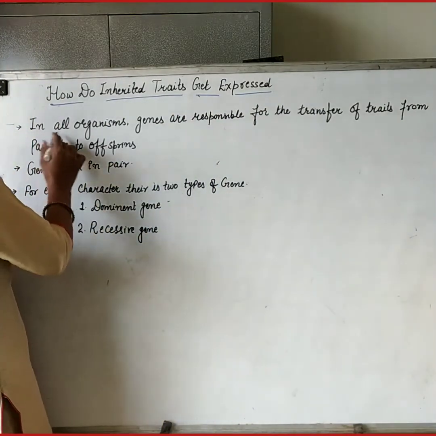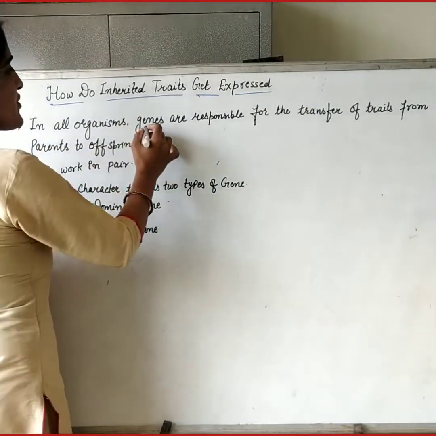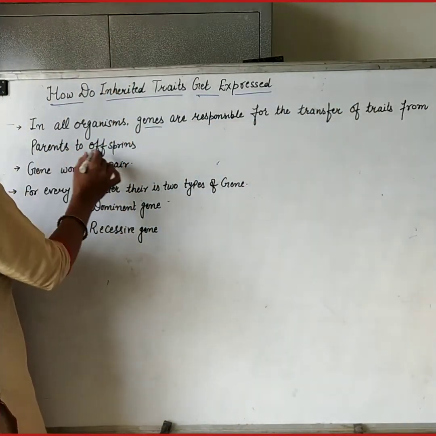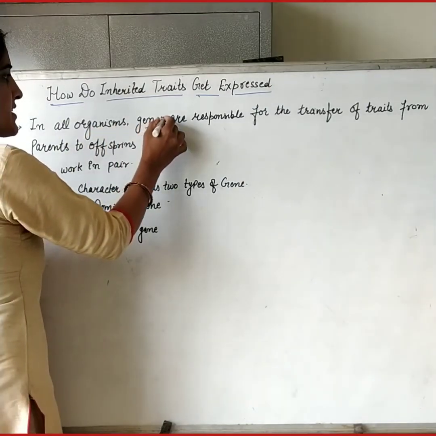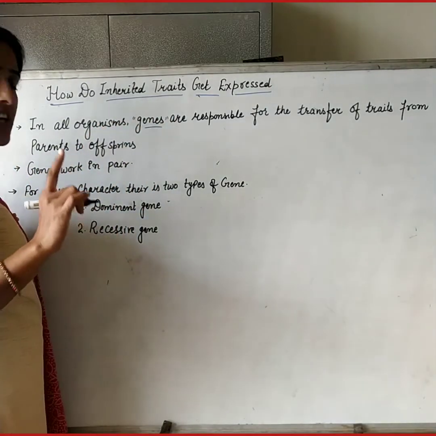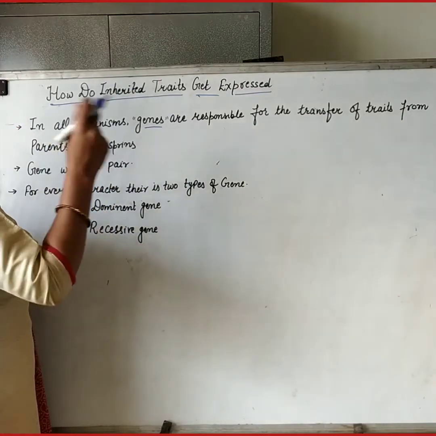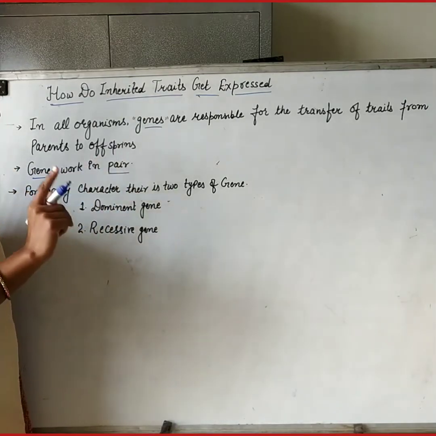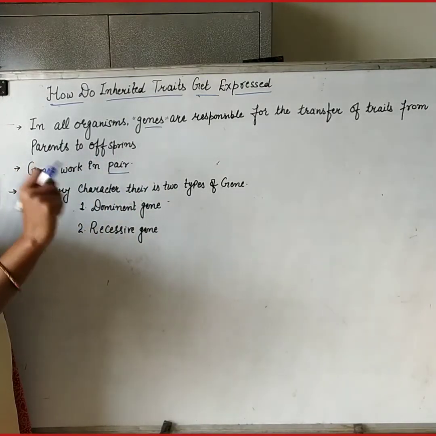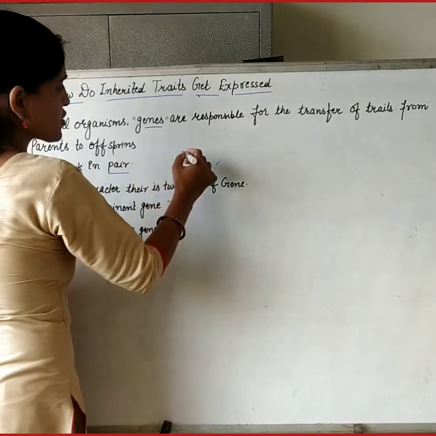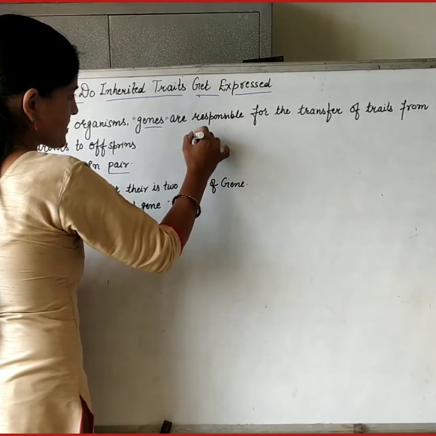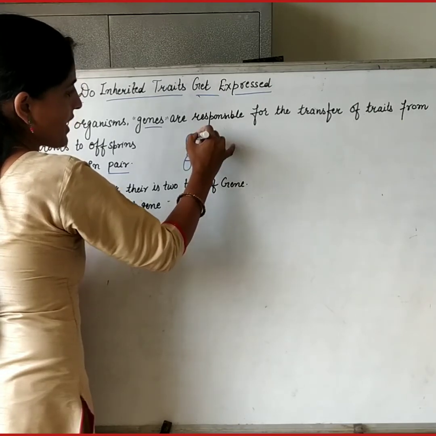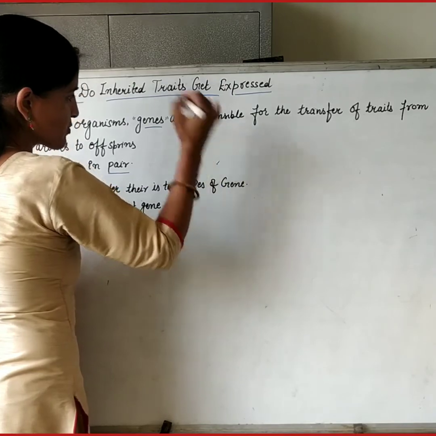As we know, all organisms have genes which are responsible for the transmission of traits from parent to offspring. Genes work in pairs and genes are present on the chromosomes. See here, this is a chromosome and on this chromosome genes are present, like capital T, small t.